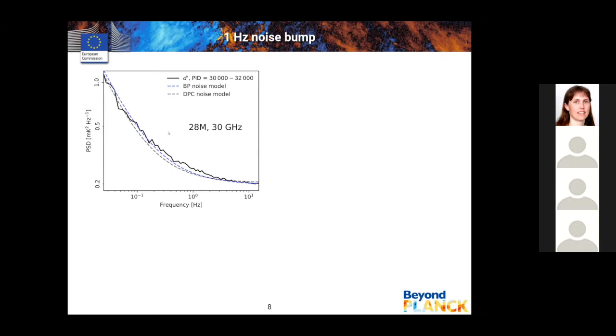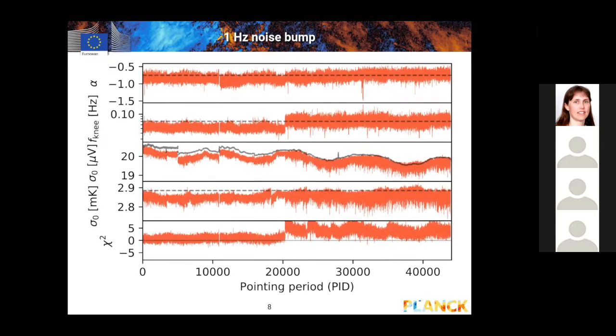We wanted to look closer into this, and one of the telltale things that we also saw was that for certain detectors, at some point during the mission, at around 20,000, there was a very drastic change in noise parameters, accompanied here by a change in chi-squared. And so for the November analysis, we basically had to cut out the second part of many of the detectors at 44 gigahertz.